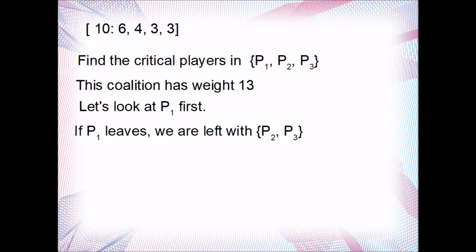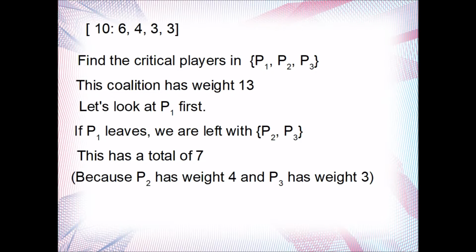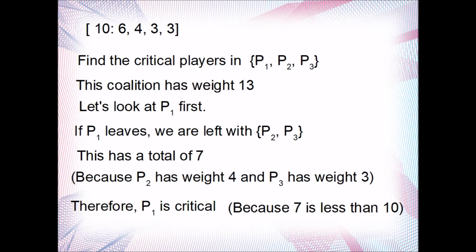So let's look at player 1. If player 1 leaves the coalition, we have player 2 and player 3 left behind. Player 2 has weight 4, and player 3 has weight 3, so this makes a total of 7. 7 is less than 10, which means that if player 1 leaves, the coalition formed by players 2 and 3 is no longer a winning coalition. So player 1 is a critical member of this coalition.